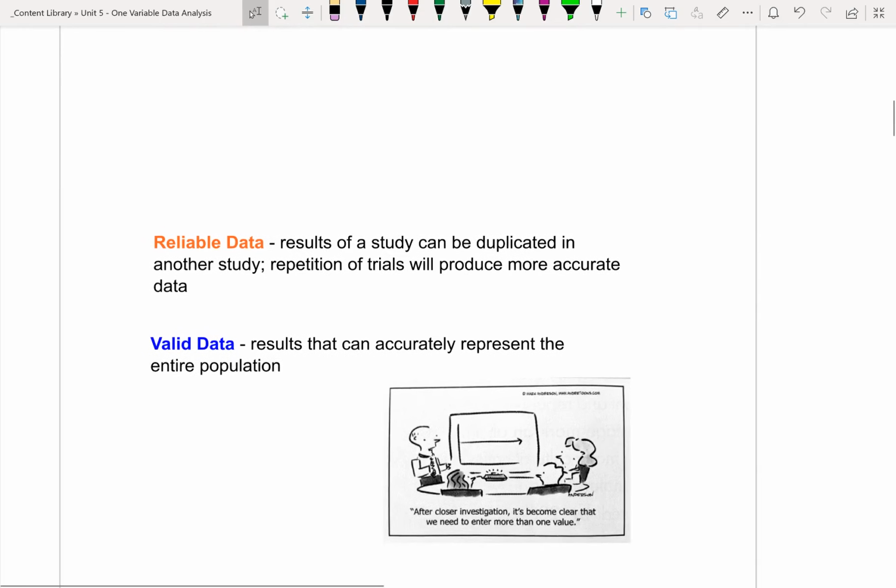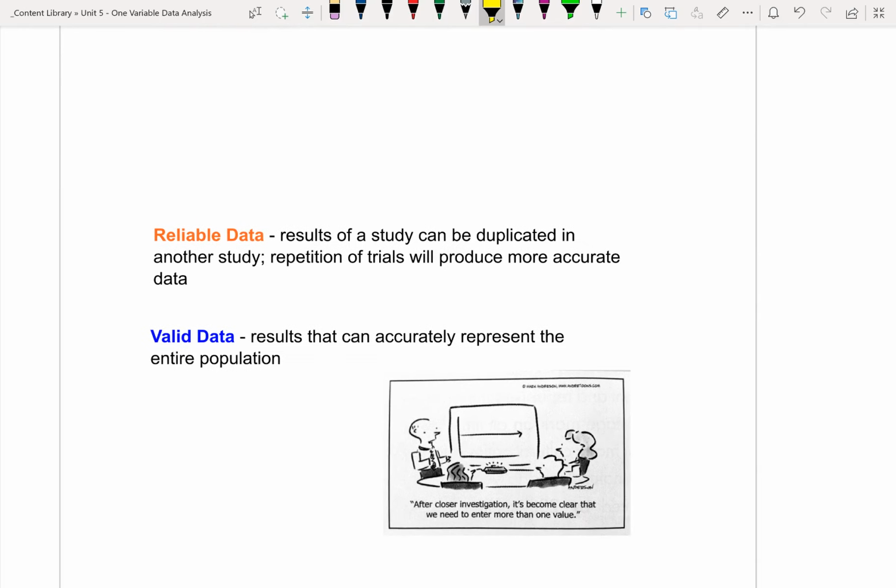So two terms we want to consider are reliable data and valid data. They sound like they may be the same thing. However, reliable data focuses on the results of a study being able to be duplicated. So basically your data that you collect or present is reliable if it can be replicated. Now this doesn't mean that the exact same results come up, but the same overall trend is produced when you do the study over and over again.